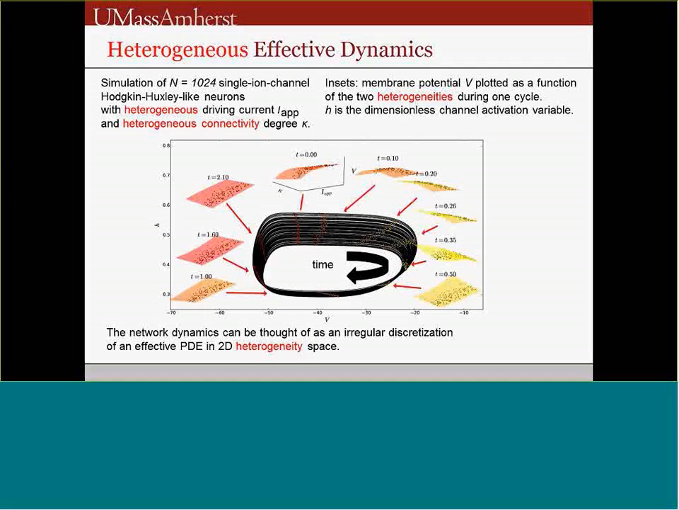This is a simple model for illustration. This is the voltage. This is an activation parameter over here. This is a trace over one cycle. And this shows you these low-order dimensional spaces that they can extract using basis functions, using this uncertainty quantification technique, that you can project the dynamics of all these neurons onto.